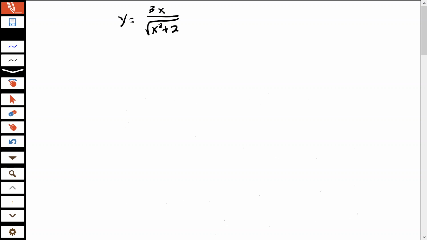Alrighty, let's take a look at this problem, and hopefully this will help. This is similar to number 4 in section 2.4. Okay, so first of all, we want to find the derivative of this. So let's start off by rewriting the square root in fraction form with a fractional exponent.